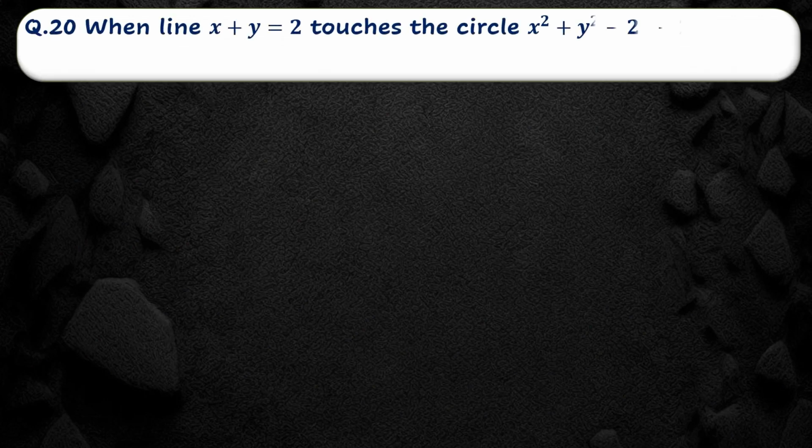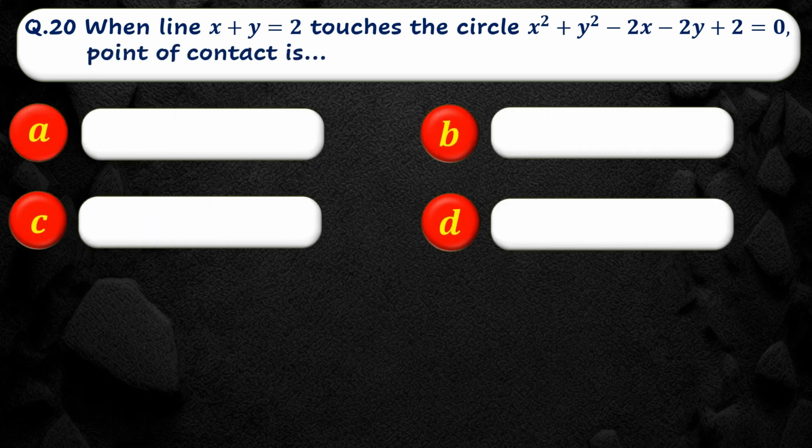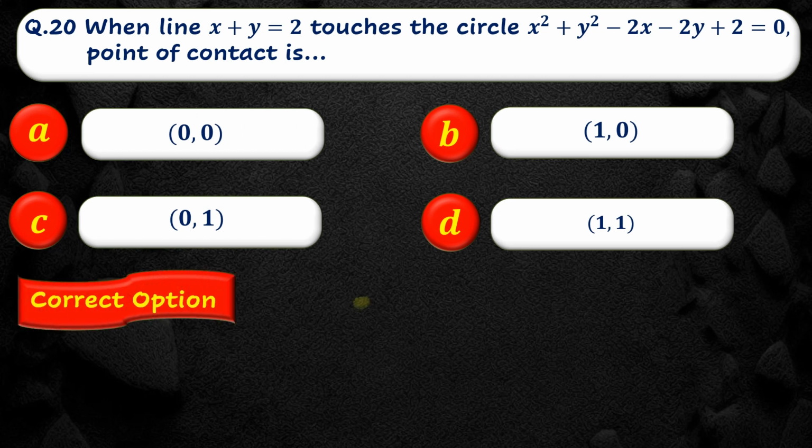Question number 20. When the line x + y = 2 touches this circle, then the point of contact is, and the options are. Let's check out which one is the correct option.